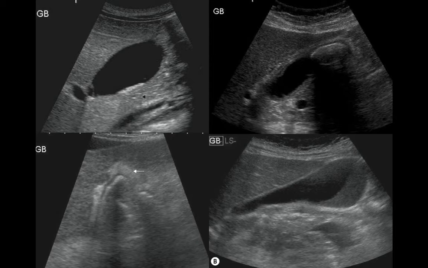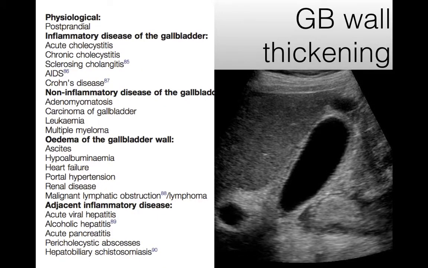So this is the gallbladder wall, and this is filled with the stone. It's also kind of a pathologic finding. We sometimes observe the gallbladder. When the gallbladder wall is thickening, sometimes it's pathologic, sometimes it's physiologic.